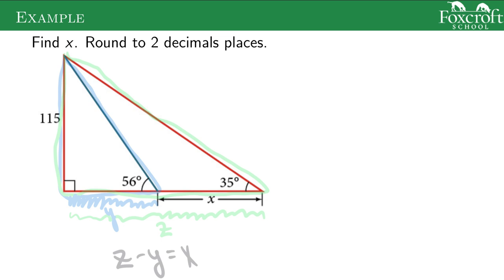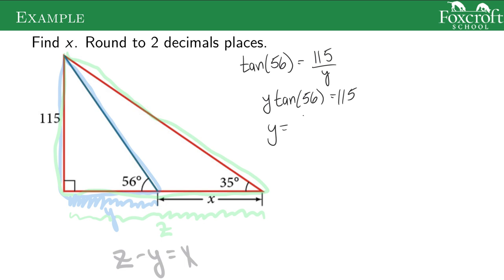So first let's find y. Again, we have the opposite and adjacent side, so we have the tangent of 56. You could also use cotangent, but SOH-CAH-TOA is the first one that comes to mind, so tangent just makes more sense. Tangent of 56 equals the opposite side, 115, over the adjacent side, y. Multiply by y. That's exactly what we did in the last example. And then divide to get y by itself.